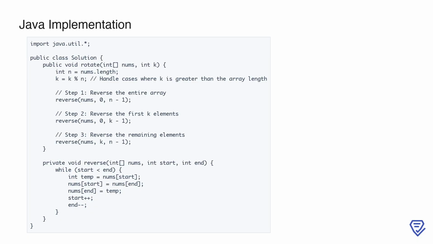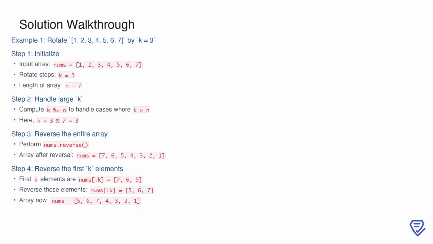To solve the problem of rotating the array [1, 2, 3, 4, 5, 6, 7] by k = 3, we start by initializing the given values. The input array is stored in nums, the number of rotation steps is k, and the length of the array is n. Since k can sometimes be larger than the array length, we calculate k %= n to ensure k falls within a valid range. In this case, k remains 3 as 3 % 7 equals 3.